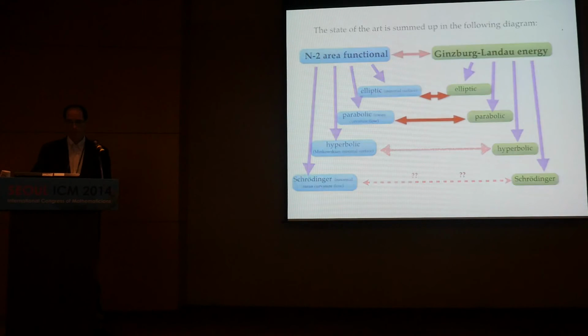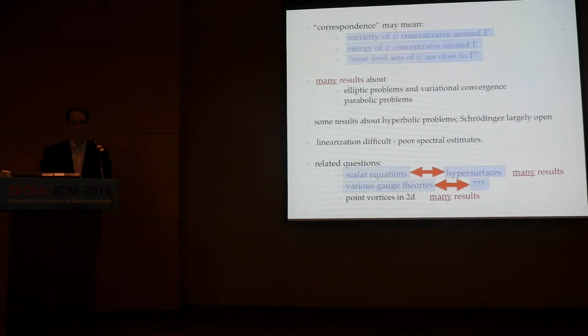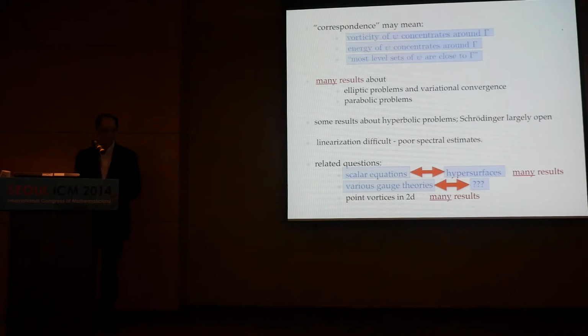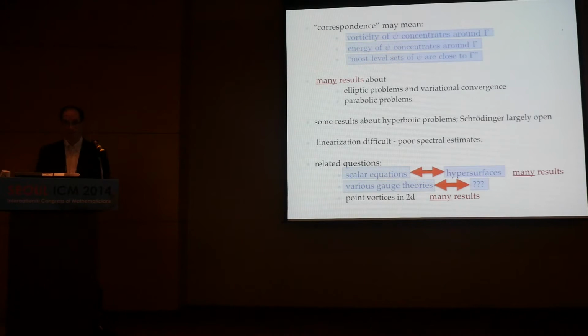Okay, so to be a bit more precise, I said we want to see correspondence between these two things. What does correspondence mean? It may mean, in every case, I can consider a sequence of solutions of the PDE with epsilon tending to 0, and ask what happens in the limit. Correspondence may mean that, with vorticity and energy defined on the next slide, these being well-defined quantities, the vorticity of the wave function concentrates around a solution to the corresponding geometric problem, or similarly the energy concentrates around a solution, or, heuristically, most level sets of the wave function are either trivial, say, or close to the solution to the geometric problem.